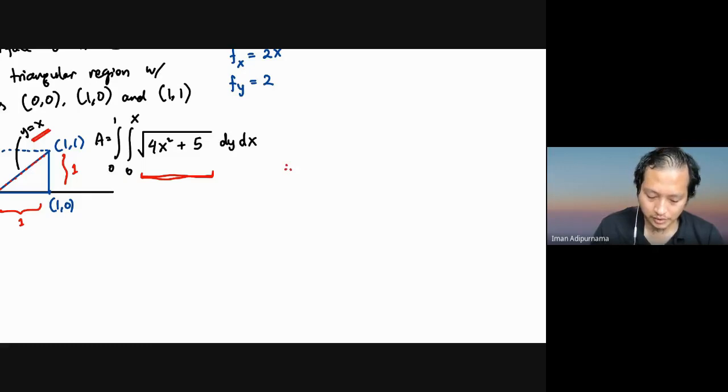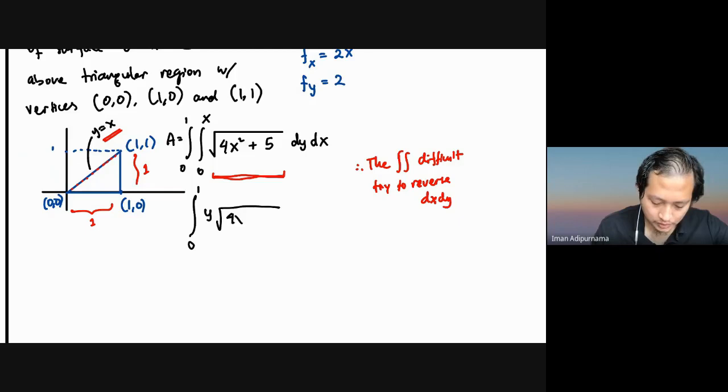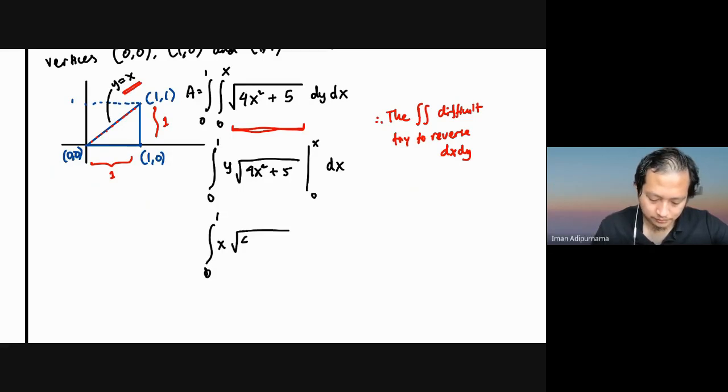Remember, some notes here. When you find the integration difficult, try to reverse to dx dy. But I think this should not be too difficult. Okay. So integrate to y. So you plug in y. So y and then square root of 4x squared plus 5. And this should be from 0 to x and then dx. So you can exchange y to x. And then dx. And I think this should be easy, right?